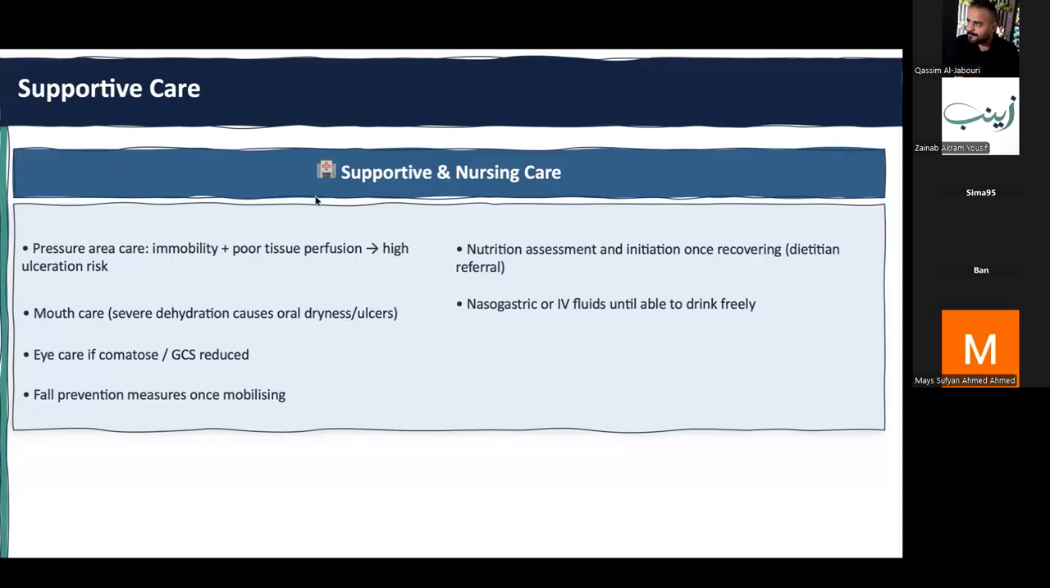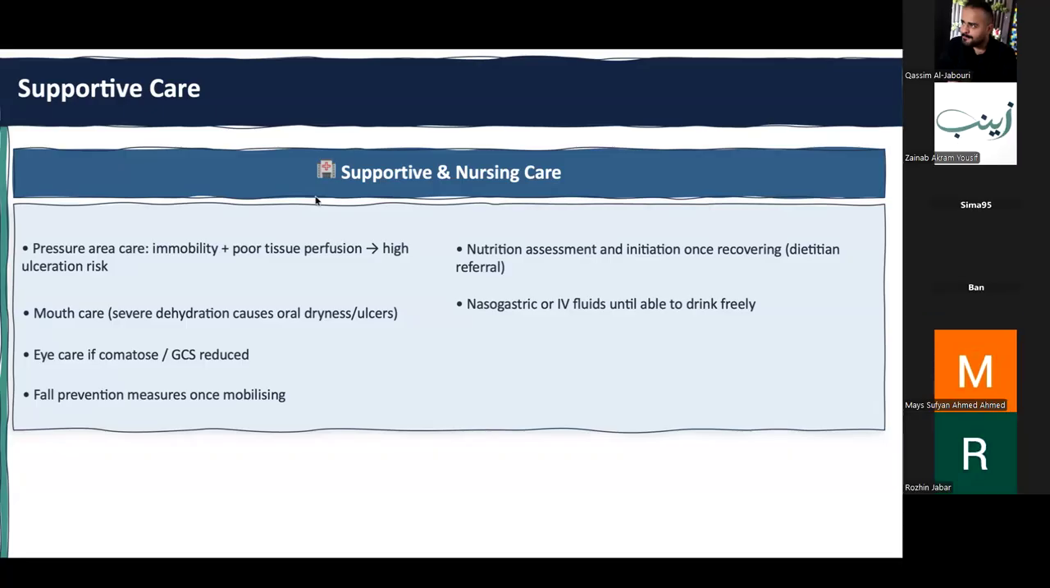Eye care, if they are comatose. If they start mobilizing, they are at high risk of falls, so you need to ensure that measures are in place to prevent that. And then they should have a nutritional assessment, and if deemed suitable and safe, feeding through an NG tube, and continue hydration until, if unable to eat and drink, continue parenteral hydration as well as IV fluids.